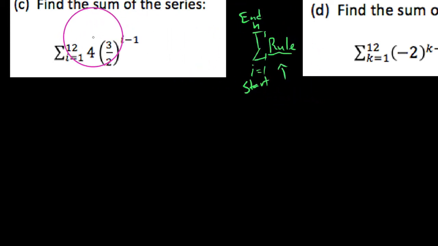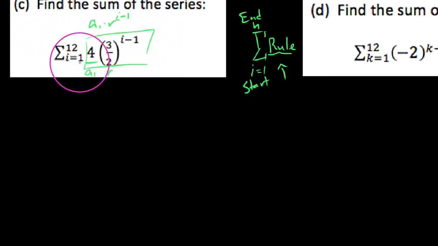So what I want to point out is this. This really is something that is geometric that you see right here, except we have an i instead of an n. But this is a1 times r to the n minus 1, or i minus 1, where our a1 in this case is 4, and our r is going to be this 3 halves. So when you see this right here, it says, I want you to add up this rule.